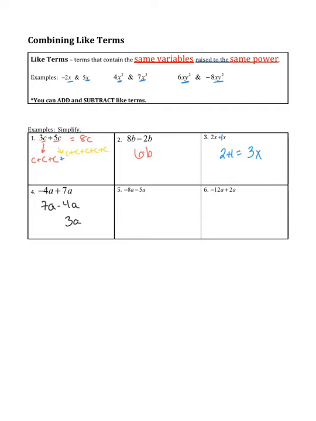Or you can say, what's the difference between 7 and 4? It's 3. And the 7 is bigger and it's positive, so it's 3a. I like my way better.